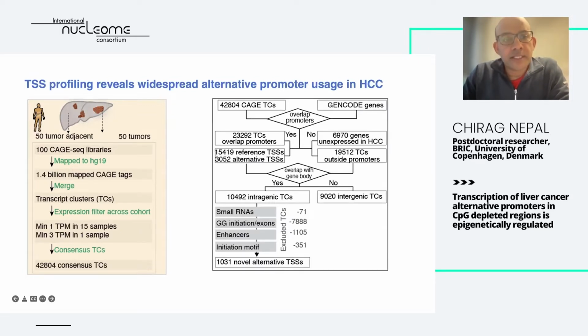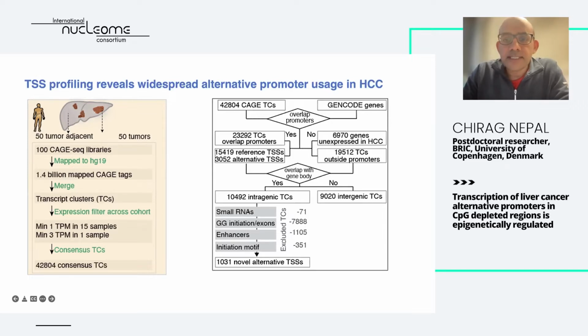Since we were focused on identifying the alternative promoters, we annotated these CAGE tag clusters with the GENCODE genes overlapping the promoters. What we found is 15,419 reference genes. And these 15,000 genes had already annotated alternative promoters that were being expressed in these liver cancer samples. But we also found that many transcript clusters did not map in the promoter region; many of them map in the gene body of these expressed genes, which we call intergenic transcript clusters.